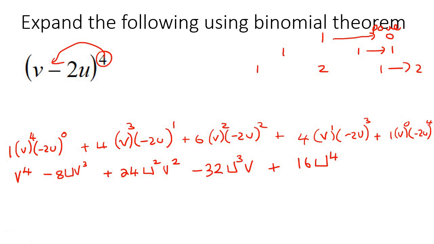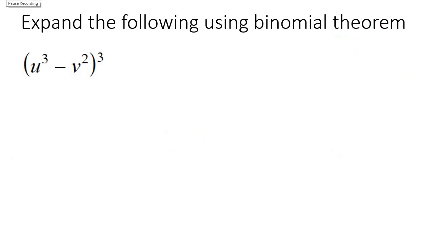Let's go to our next example. So we have two more examples, this one and this one. Okay, so hang in there. If you made it this far, you're a legend. Okay, so here we're going to go to power 3. So that means row 4 on Pascal's triangle.